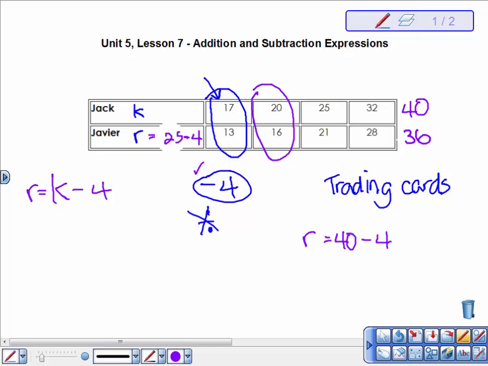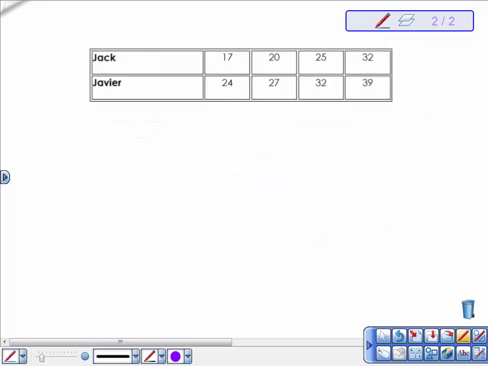So that's really what we're doing in today's lesson. We're figuring out what that rule is, and we're just taking that rule and putting it into a number problem, a math problem. Let's take a look at another problem. All right, so same thing. I have Jack. He's going to equal K, the last letter in his name, and Javier is going to equal R.